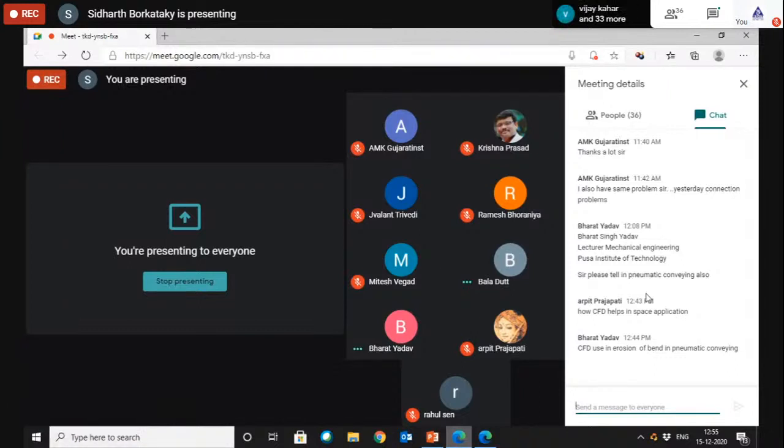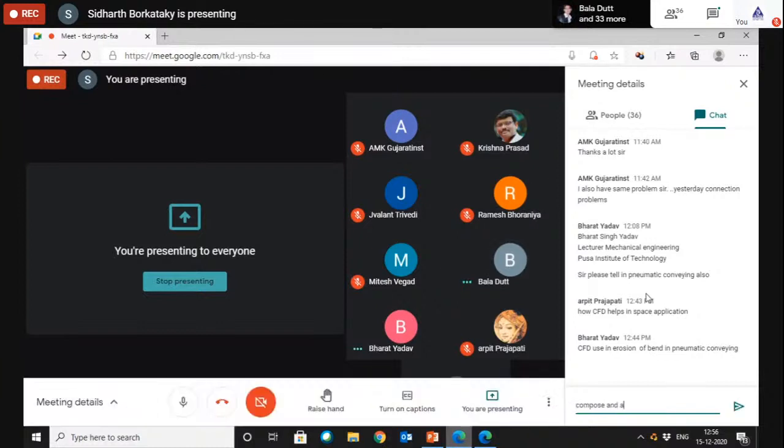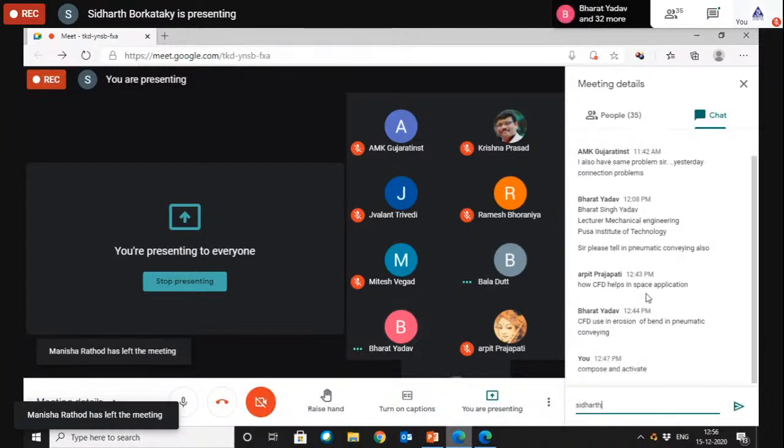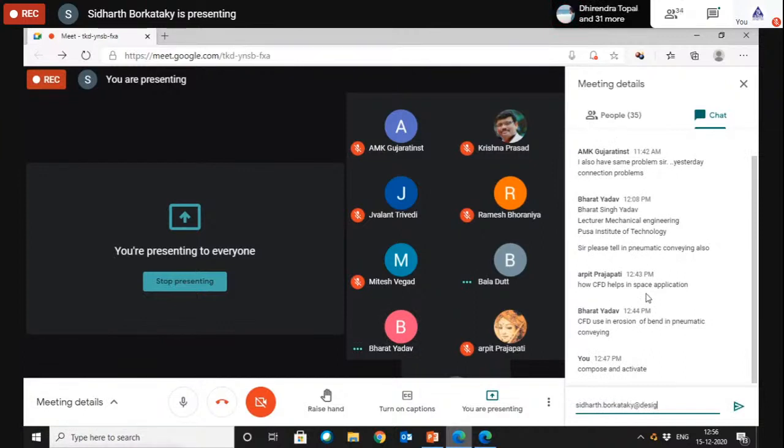Again, at IIT Delhi there's a lab for Altair. You can go and check. There's a lot of Altair software out there. We have a mathematical modeling tool, Altair Compose and Activate. So these are the two tools, Compose and Activate. I'll write the names. You can write a mail to me on this. I'll share my mail ID as well.